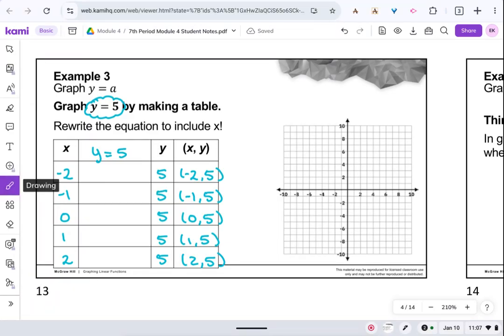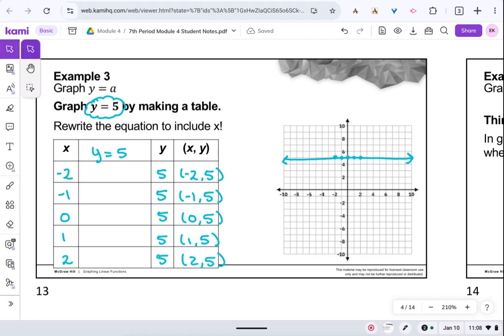okay? So (-2, 5) would be here, left 2, up 5. (-1, 5) would be left 1, up 5. (0, 5) would just be going up 5 on the y-axis. (1, 5) is going to be here. And (2, 5) is going to be here. If I connect all of these points, they make a unique line. Okay? And this goes to the next slide here, okay?